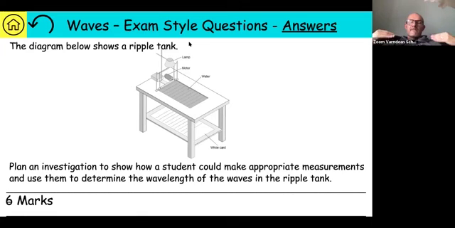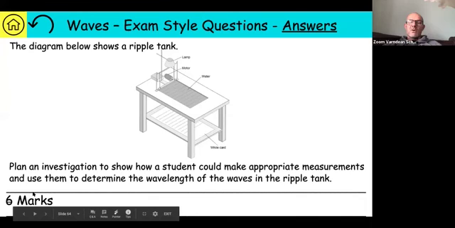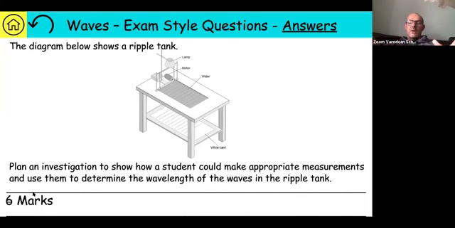If you are then feeling confident or you have more time, try and answer this 6-mark question here about how to do a ripple tank experiment. Watch the video, it makes it much clearer. Read the apparatus list and just see if you can write a step-by-step guide. This is really good practice for all practicals.